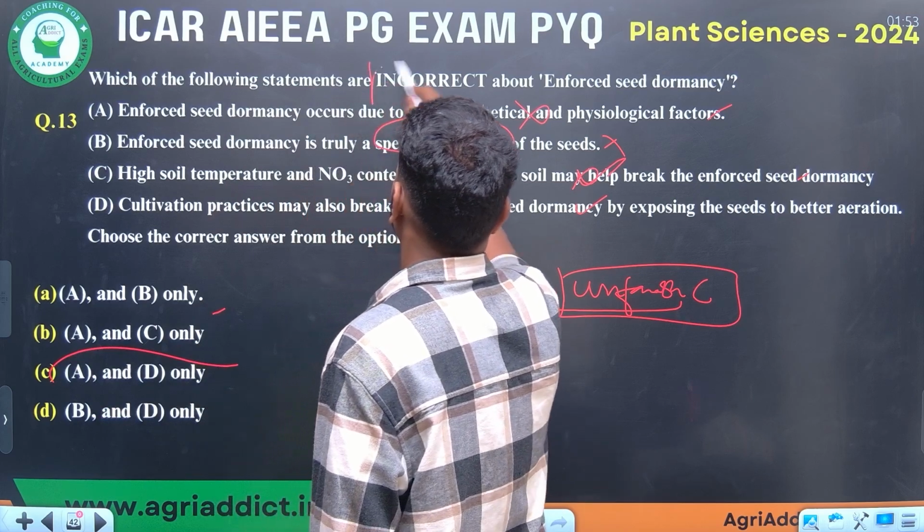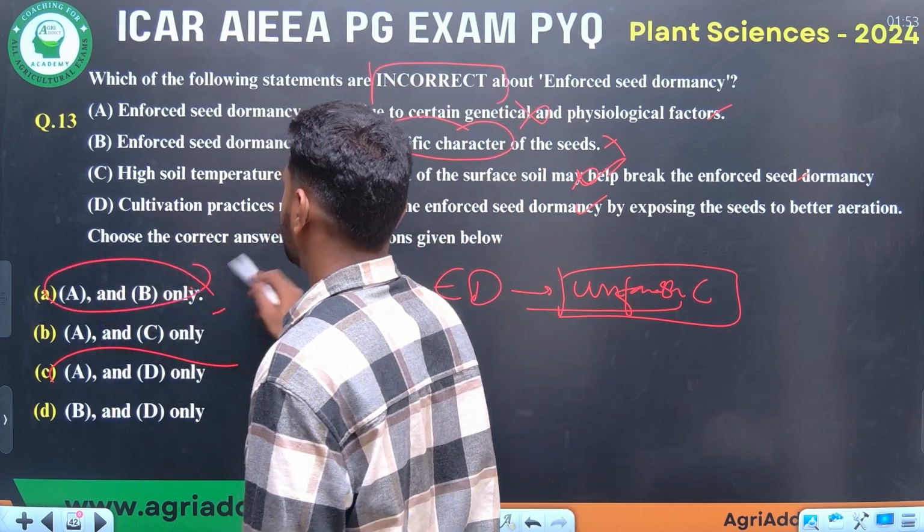They are asking about, okay, incorrect. They are asking about incorrect. It is A and B only. So these two are wrong.